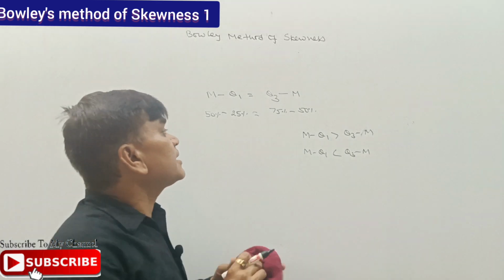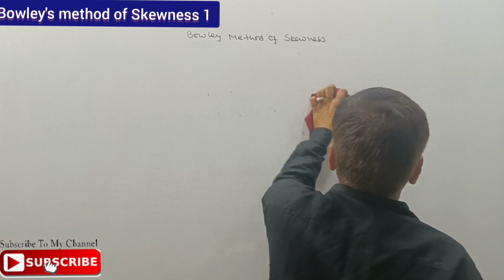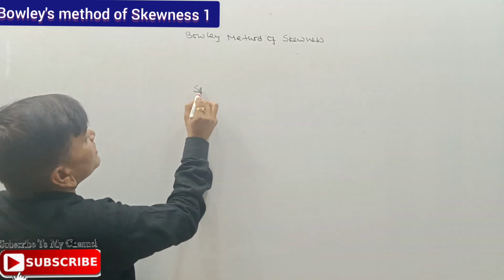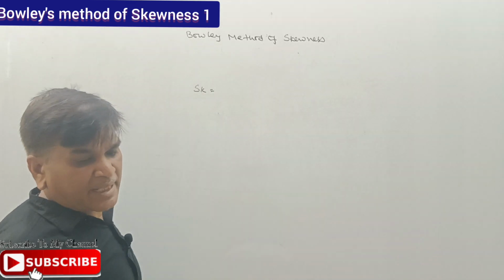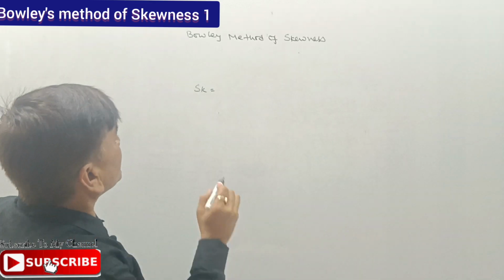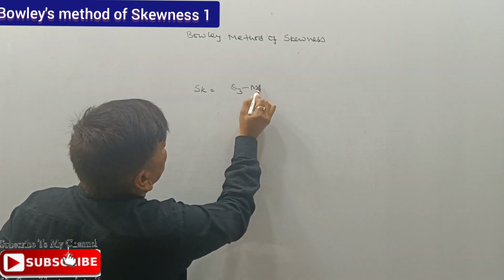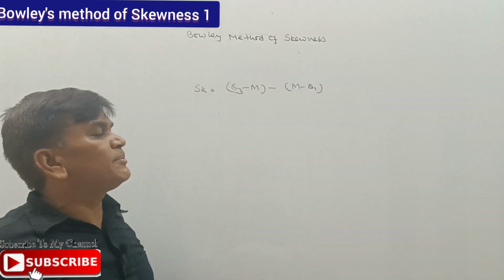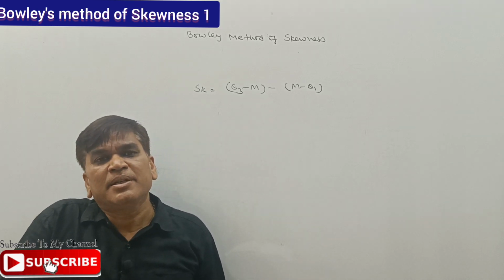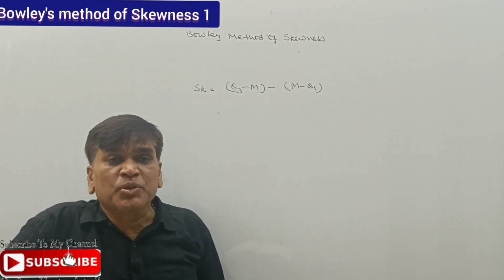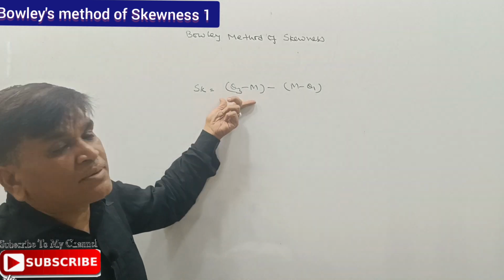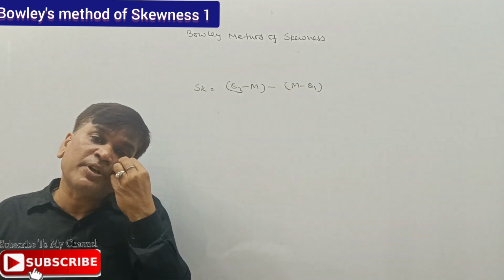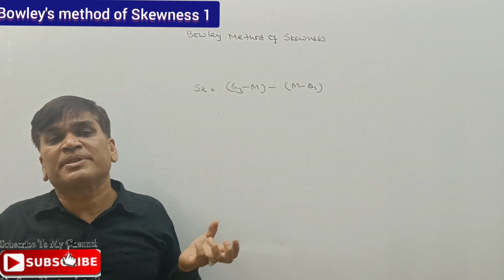First we will discuss the formula for the Bowley skewness method, then later we will discuss how to calculate questions. So the skewness of Bowley is Q3 minus M minus M minus Q1. The value of skewness is calculated as Q3 minus M minus M minus Q1, meaning the difference of the median with the third quartile minus the difference of the first quartile with the median.